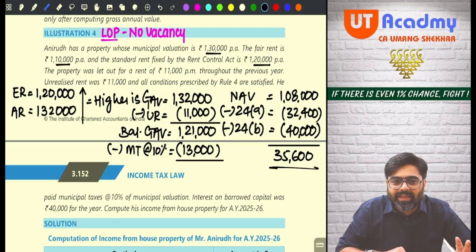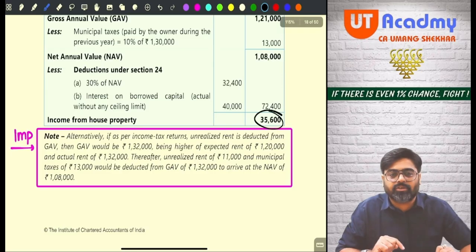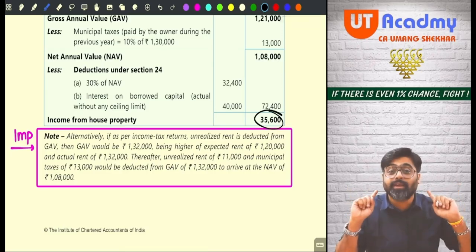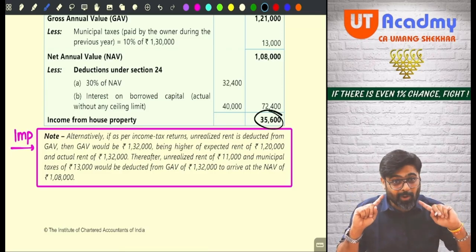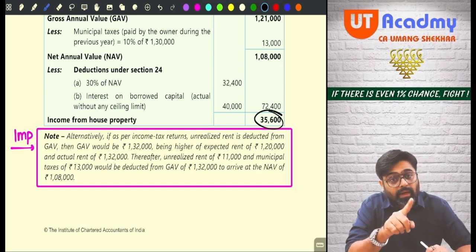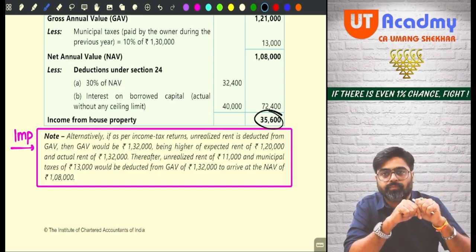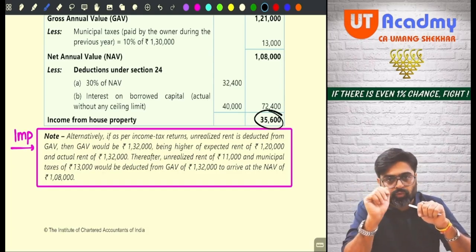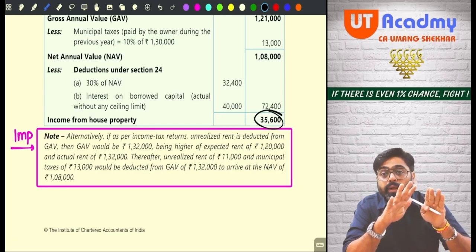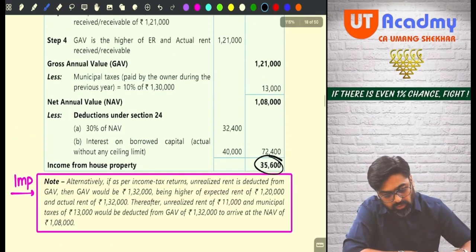Hello? Can you please check the answer, friends? Final answer. This 35,600. Yes? Yes or no? Final answer. Now please pay attention what I'm trying to tell you here. We reduced the unrealized rent while calculating GAV from the amount of GAV we reduced. Alternatively, it can be reduced from actual rent also. So if we would have reduced from actual rent, what would have been our answer? It would have been same because they have also reduced from actual rent.